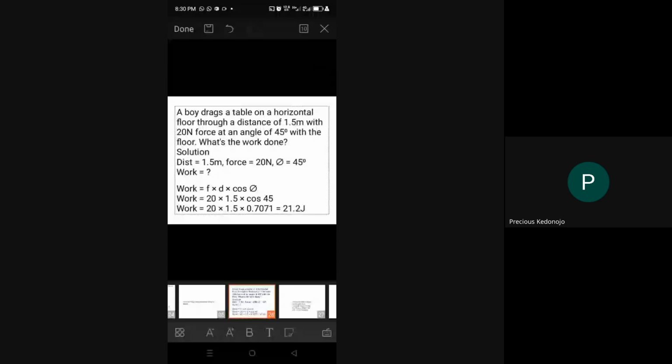Now let me give you your question for everybody to solve. Change the distance to 500 centimeters, and the force to, let's say, 10 Newton. The force is 10 Newton. Sir, please come back. Okay, distance 500 centimeters.